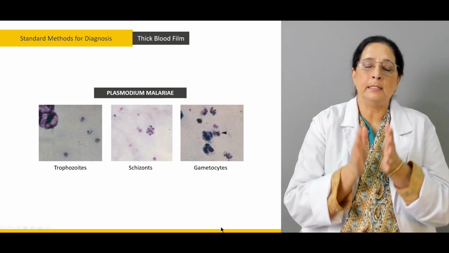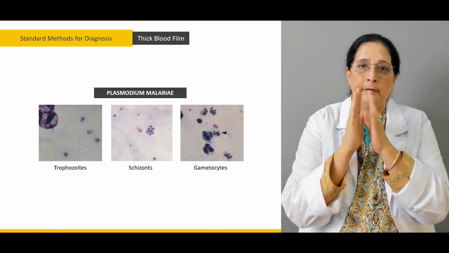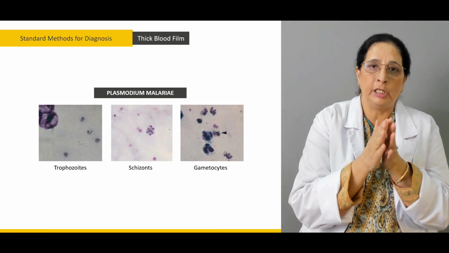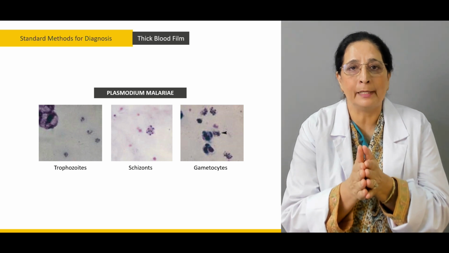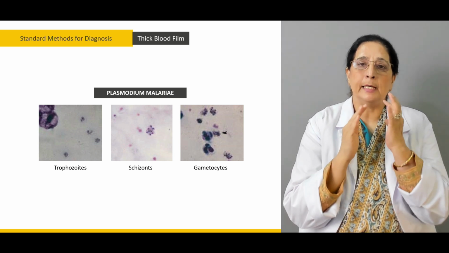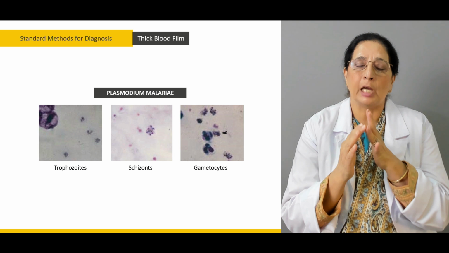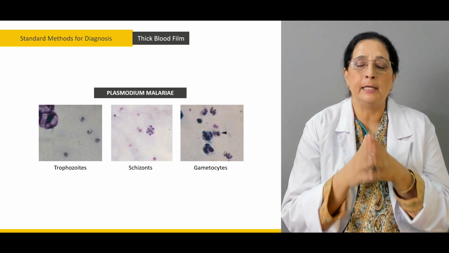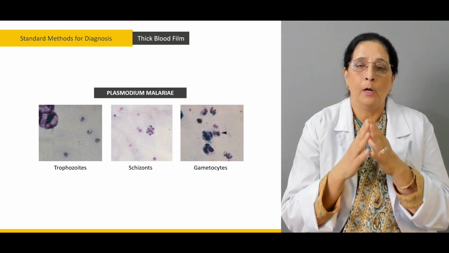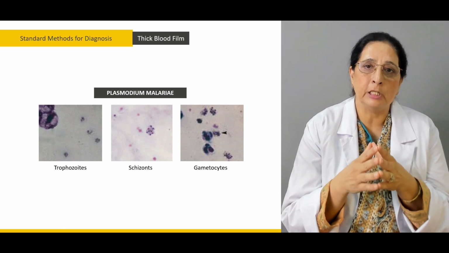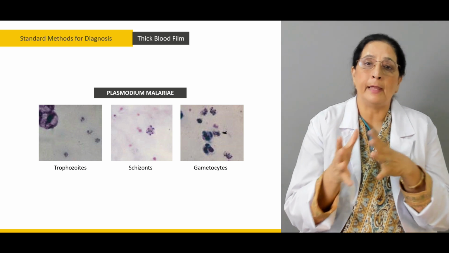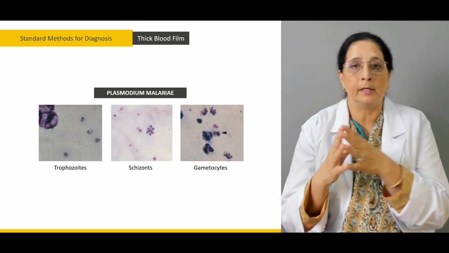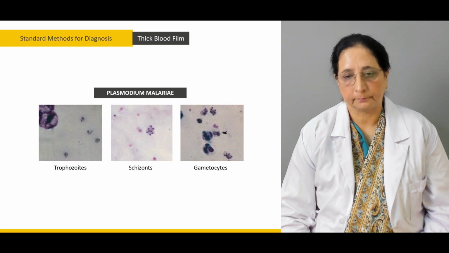So all these plasmodium species we can very clearly differentiate on the basis of the thick blood film, and we can see the trophozoites, schizonts, and gametocytes that help us to find out the diagnosis, what is the causative agent of the malaria, or whether the patient has malaria or not.